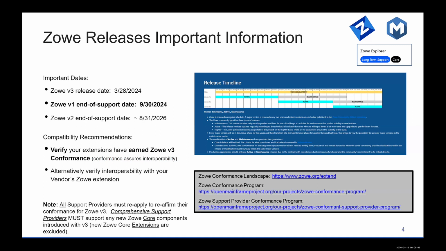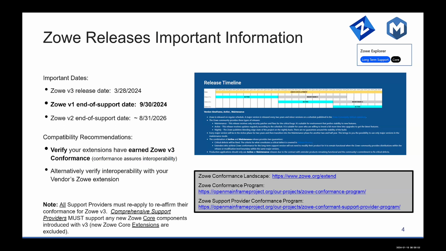As far as compatibility goes, it is important to ensure that if you are upgrading to V3, any extensions that you use are compatible with V3. And the best way to do that is to go to the conformance site at zowe.org and ensure that the extension that you are using has earned its V3 conformance badge. Aside from that, if you do not see that badge, you could contact the vendor who produces that extension and confirm with them that possibly the V2 extension is compatible with V3.